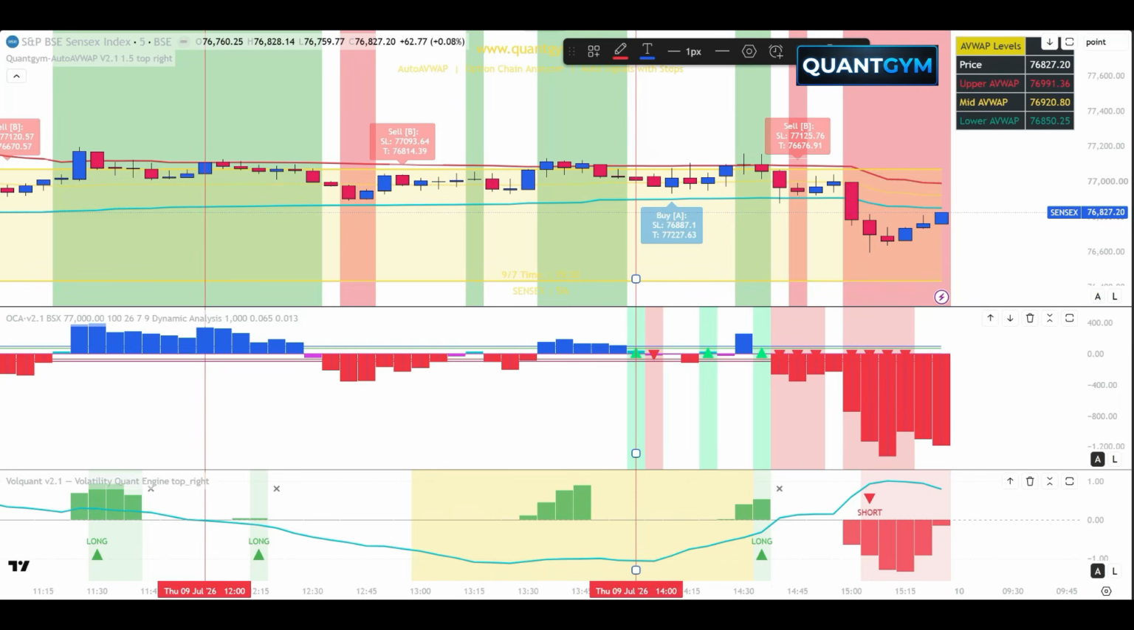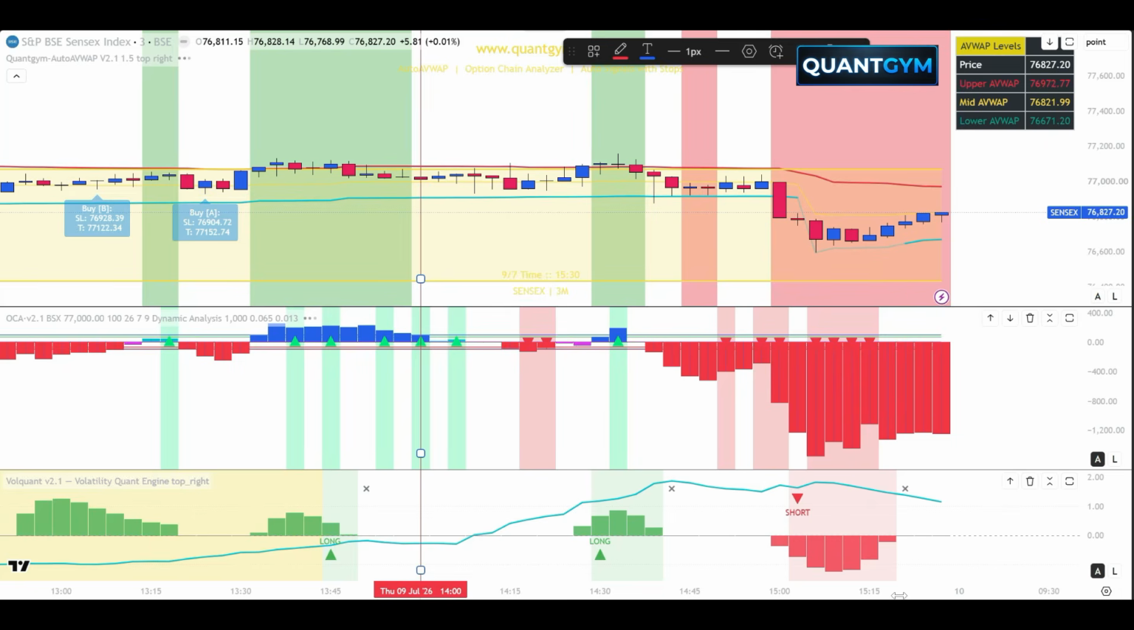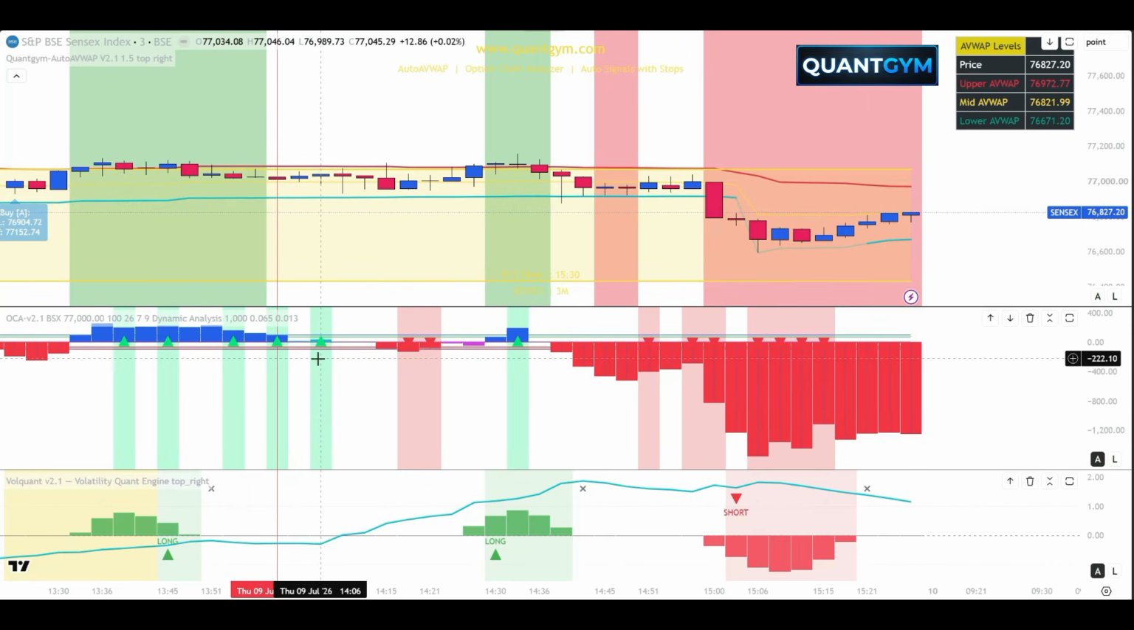After 2 p.m., change your chart to 3 minutes. Now let us see what happens. Signaled a gamma burst on the upside. No support, neither a buyout here nor on Volquant. Again signaled a gamma burst on the upside. No support, upper AVWAP not being broken. Now signal gamma burst on the downside. Again no support, neither from Volquant nor from AVWAP.